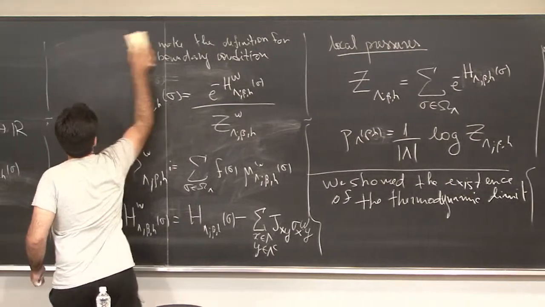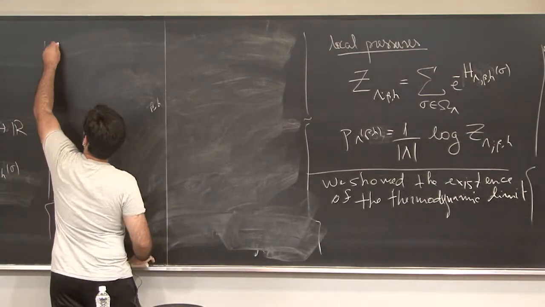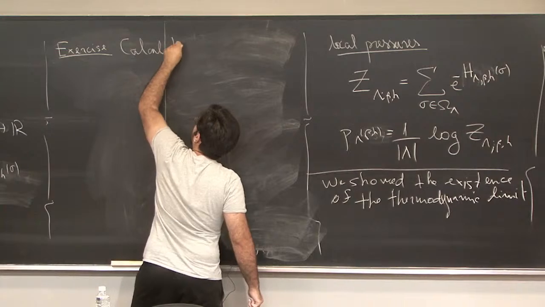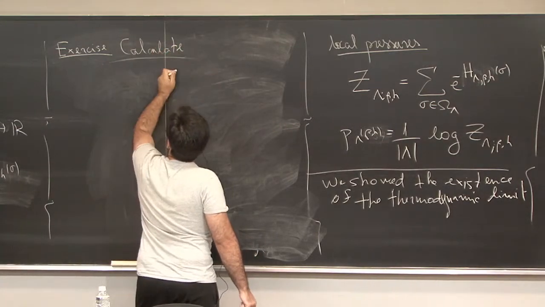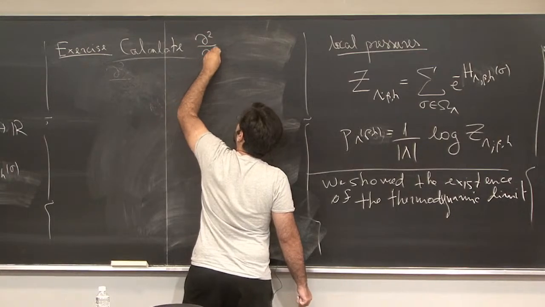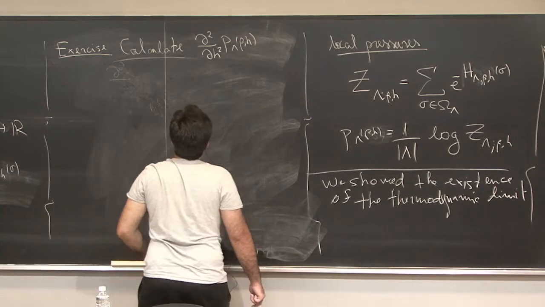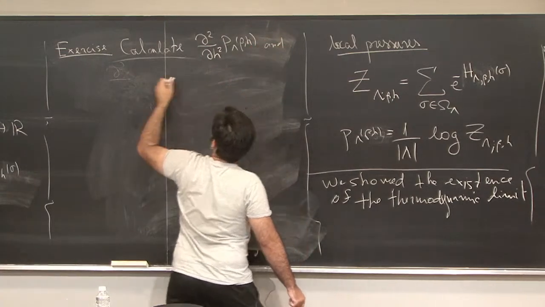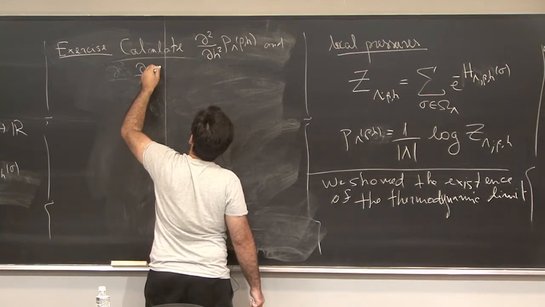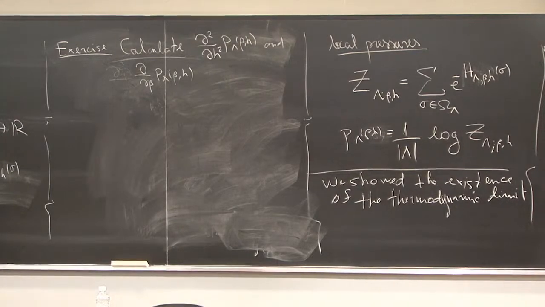So, first exercise of today. Exercise. Calculate the second derivative with respect to the field beta h, and the first one with respect to the temperature, the inverse temperature. Just so you can get a feel of what is happening.